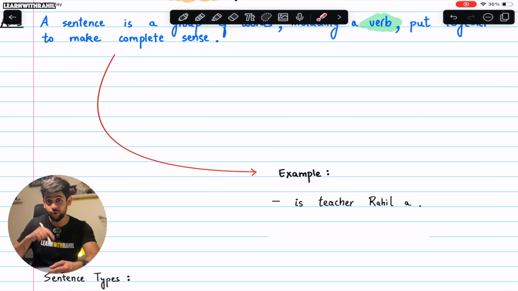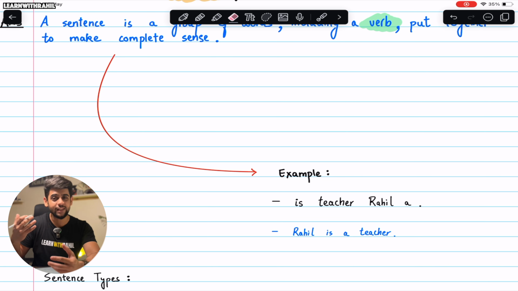But now, let us rearrange the words in this sentence. Here, have a look at it. Rahil is a teacher. Now, that makes complete sense. In a lot of books, you must have read that a sentence is something that has a subject and a predicate. It's basically the same thing. A predicate is something that has a verb and an object. And subject, we all know, it could be you, me, I, we, they, he, she, it, Shah Rukh Khan, anyone, right? So subject plus predicate is basically a sentence.